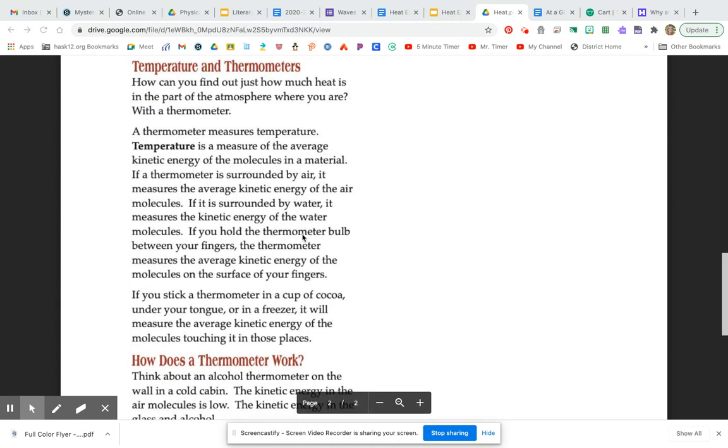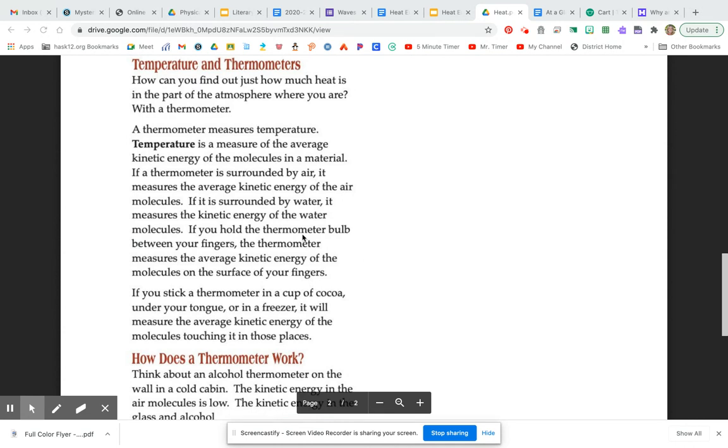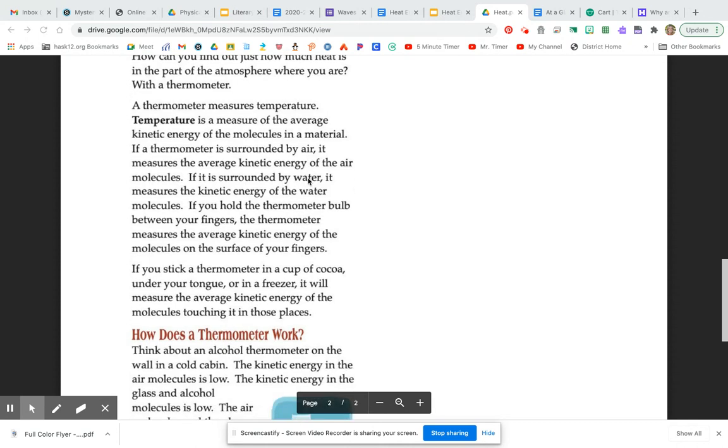Temperature and thermometers. How can you find out just how much heat is in the part of the atmosphere where you are? With a thermometer. A thermometer measures temperature. Temperature is a measure of the average kinetic energy of the molecules in a material. If a thermometer is surrounded by air, it measures the average kinetic energy of the air molecules. If it is surrounded by water, it measures the kinetic energy of the water molecules.